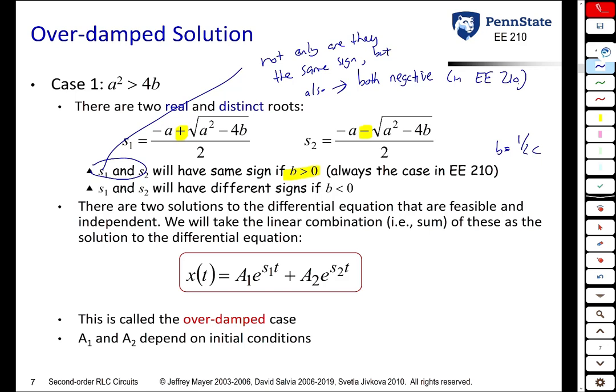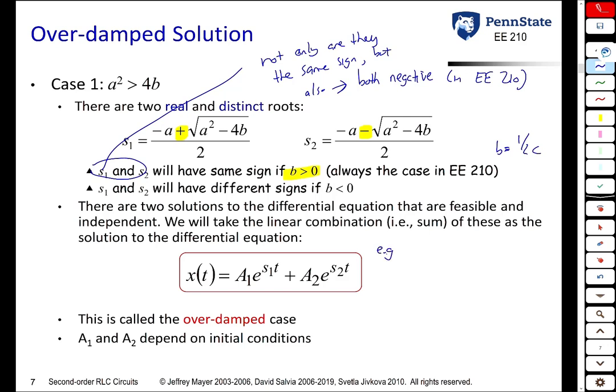You could certainly have differential equations where the roots of the characteristic polynomial are positive. In E210, however, they're always going to be negative when you have an overdamped solution. So continuing on, we're going to see that our solution in this overdamped case is going to be some coefficient a1 e to the s1t plus a2 e to the s2t.